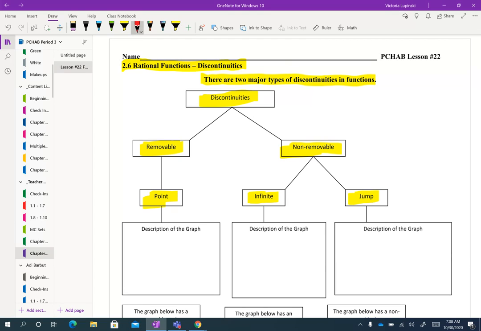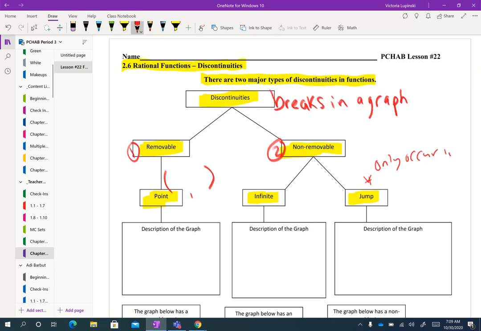A couple of other things we want to add in here. Just to remember what it actually means to be a discontinuity: these are breaks in a graph. It's basically any location that forces the graph to not be continuous. So again, you're separating all of your discontinuities into two categories, those that are removable and those that are non-removable. And then you can either be a point discontinuity, which, just to clarify, you're actually going to find a point, whereas for infinite and jump, you're just going to tell me where. Another little note about a jump discontinuity is that these only occur in piecewise functions.